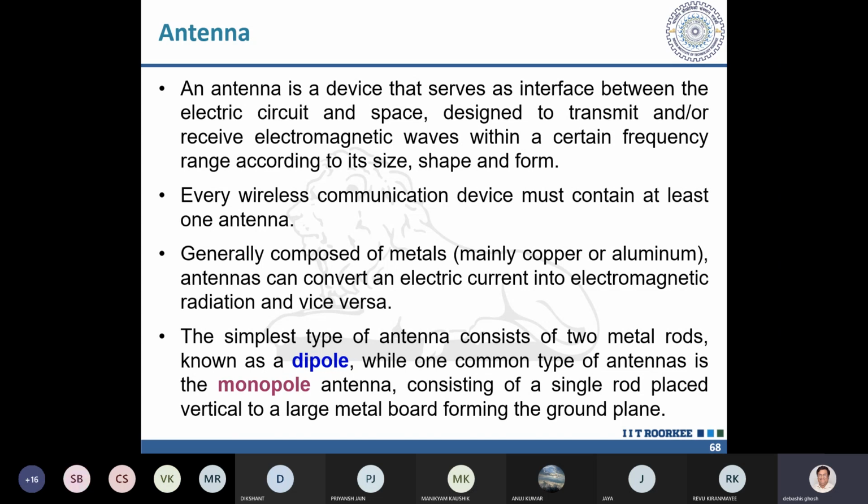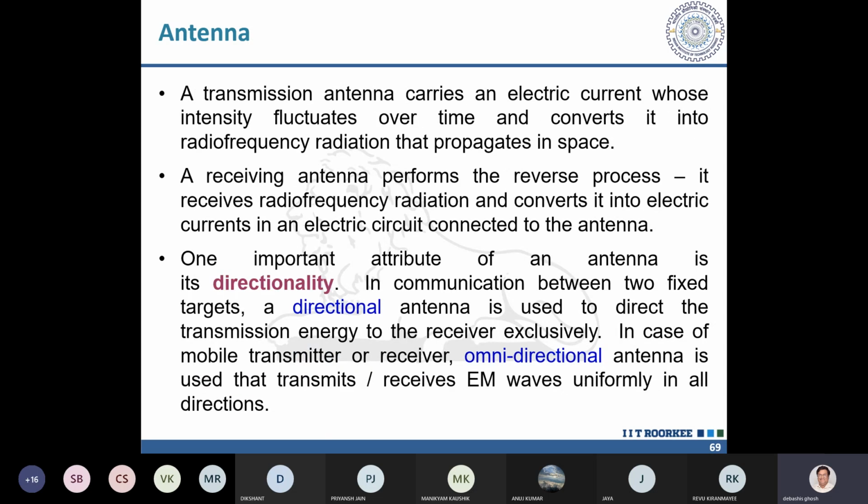A dipole antenna is like a battery having positive and negative, two ends. Dipole is like that. Monopole is like having one side grounded and the other side positive. So monopole is something like that. One side is grounded, and on the other side you have the electric current produced. So we have these two types of simple antenna, the basic types of antennas: dipole and monopole.